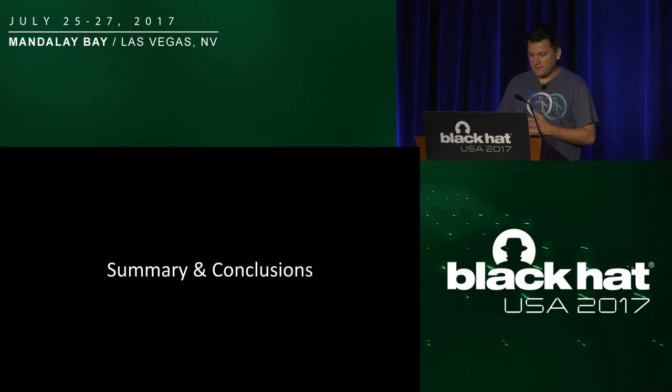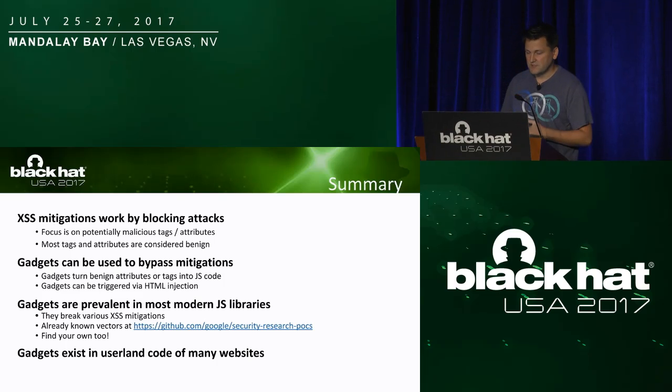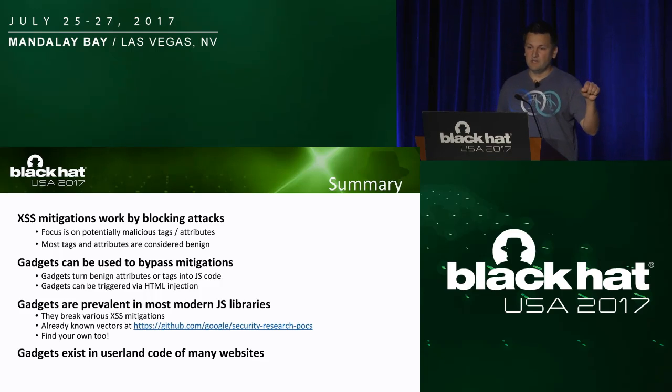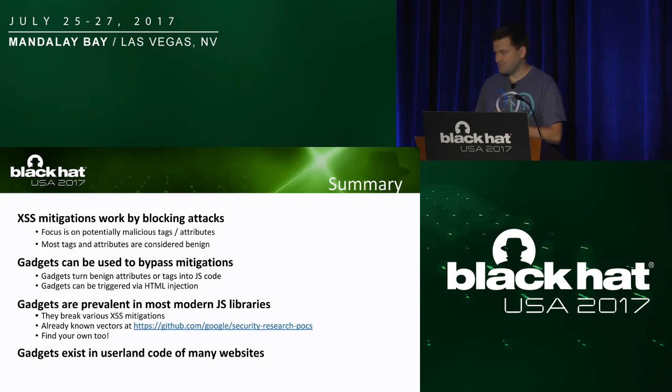Okay, let's come to the summary and conclusion. So in this presentation, we showed you how XSS mitigations work. They work by blocking attacks and not by preventing XSS vulnerabilities. And they mainly do so by distinguishing benign HTML code from malicious or potentially malicious HTML code, and then block the malicious ones and allow the benign ones.